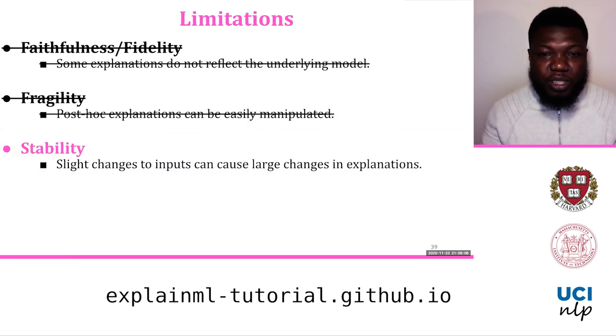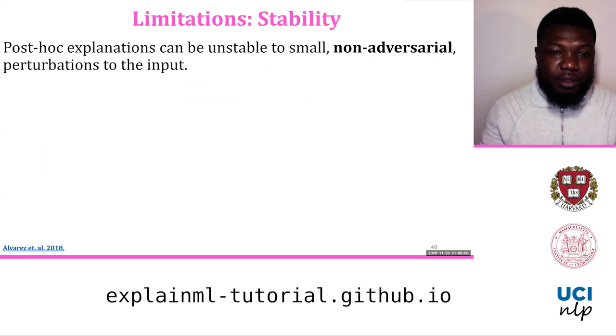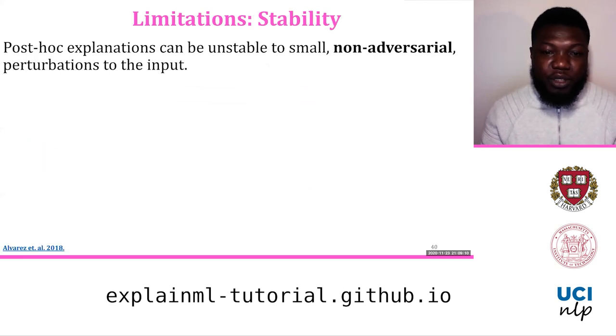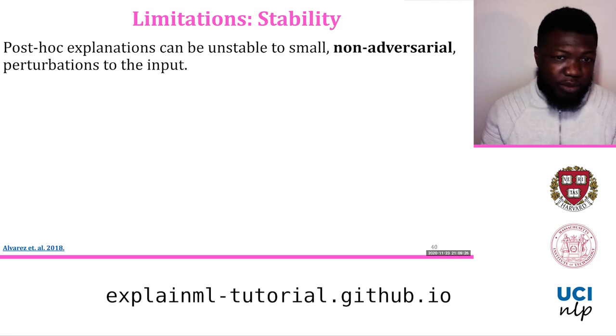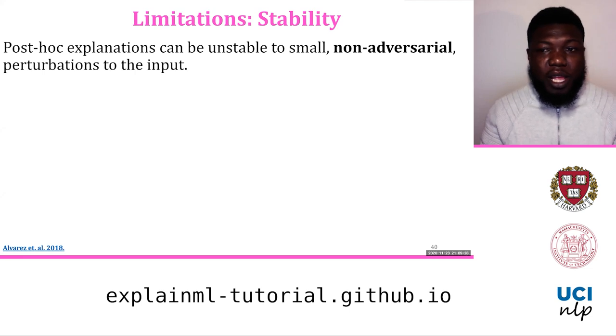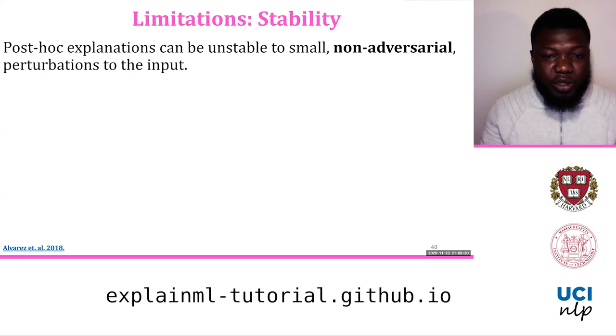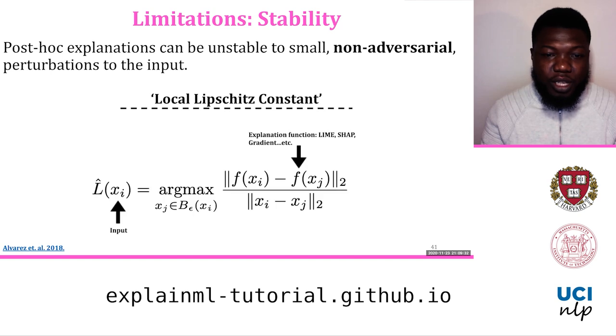So now let's move to stability. The limitations in stability have to do with the fact that sometimes small non-adversarial perturbations to inputs that are being explained can lead to wild changes in the explanations. And this question was studied by Alvarez-Melis et al. in 2018, and there's been subsequent work along this direction as well. One way to measure the stability of an explanation function is to measure what Alvarez-Melis et al. called a local Lipschitz constant.